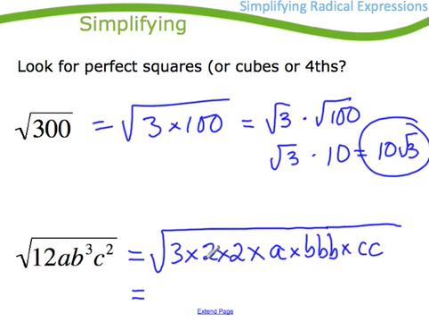There's not 2 3's, so 3 is stuck inside there. Here there's 2 2's, I can bring 1 2 out. There's only one A, it's stuck inside. There's 3 B's, so there's 2 B's here, I can bring 1 B out, but I'm going to be stuck with a B inside. And I have 2 C's, I can bring 1 C out. So this would be the simplification of that one.